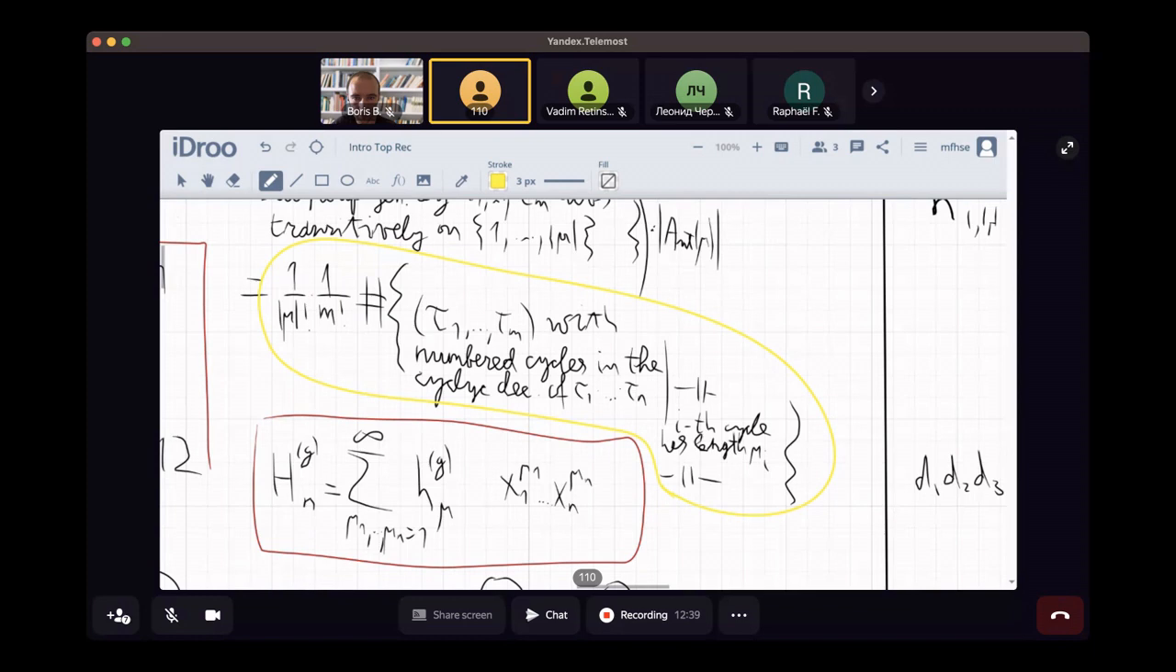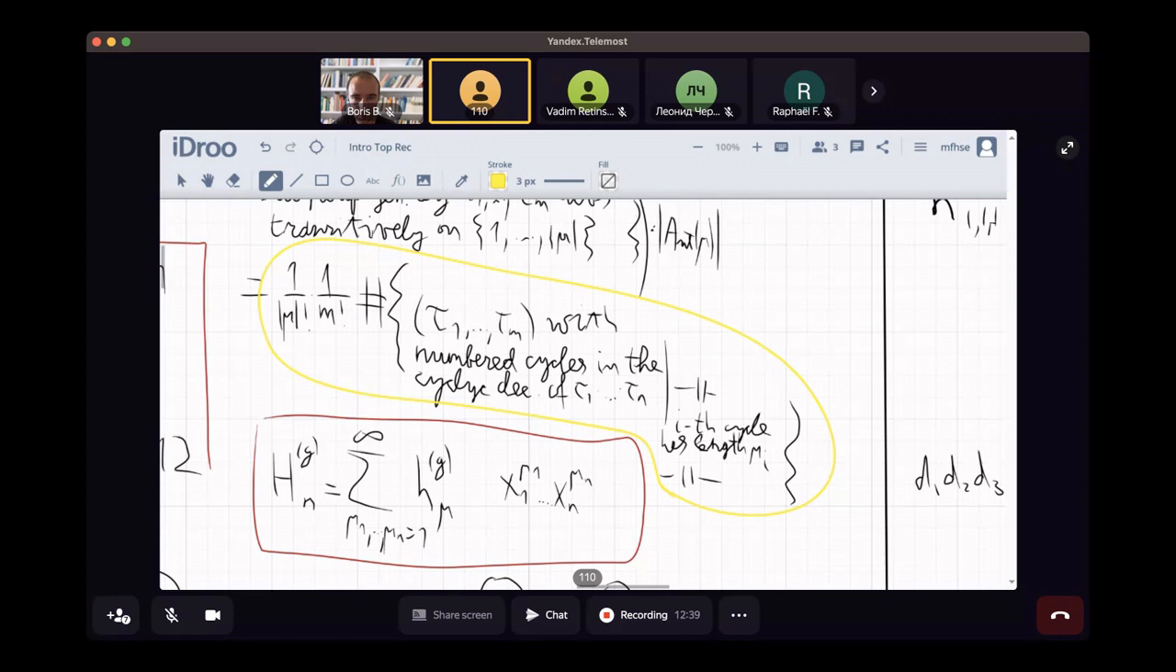Basically, recall that we added this 1 over m factorial in order for the generating function to look simpler, right? In fact, if we want to equate this formula with that one, we'll have to add 1 over m factorial here as well. So see, here we have this combinatorial factor, which will have to include this 1 over m factorial. But let's see how it works.